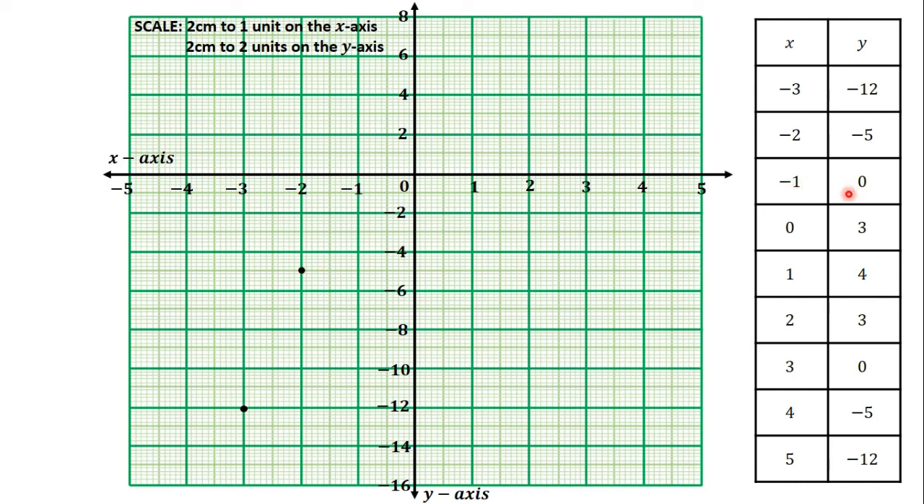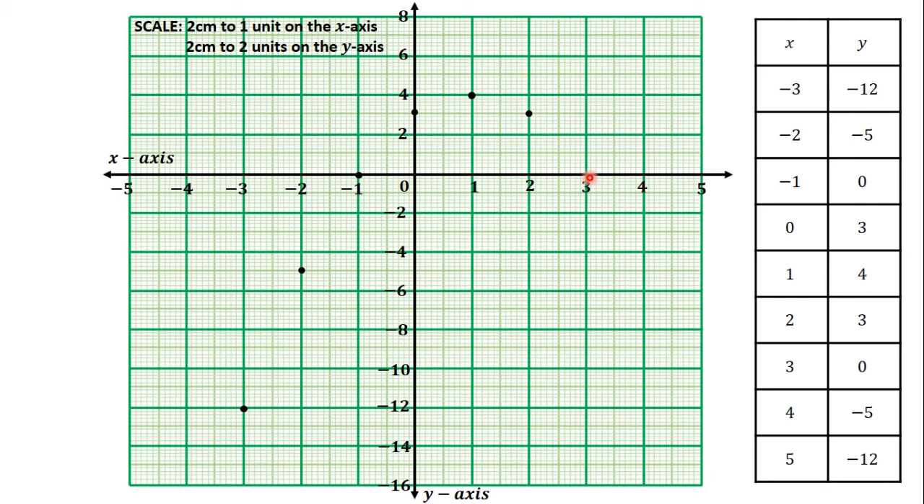The next one is minus 1, 0. So minus 1 on the x-axis, 0 on the y-axis. So it will be on this point. We have minus 1, 0 here. The next one is 0, 3. So 0 on the x-axis and 3 on the y-axis. 3 will be between 2 and 4. So we have the point 0, 3 here. The next one is 1, 4. So 1 on the x-axis, 4 on the y-axis, which will be here. The next one is 2, 3. So 2 on the x-axis, 3 on the y-axis, which will be here.